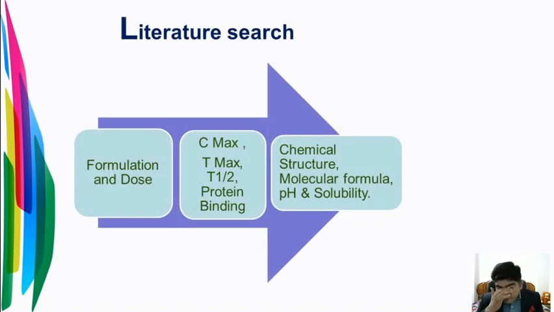What can you do in the literature search? First, what formulations are available and what the dose is. According to this, you can define the linearity concentration, Cmax, Tmax, T half, how much protein binding there is, the structure, molecular formula, pH and solubility of the drug. Depending on solubility, you can identify the mobile phase.